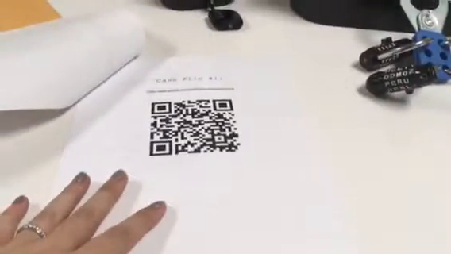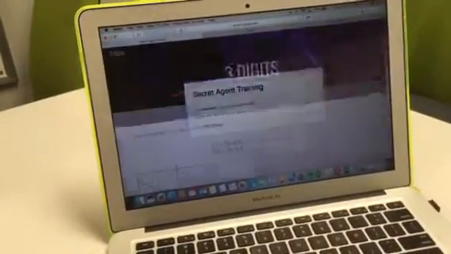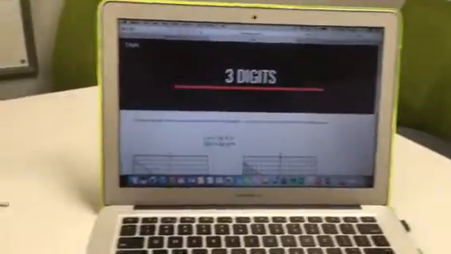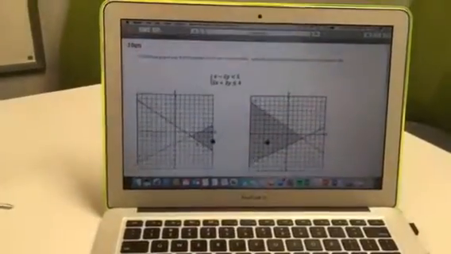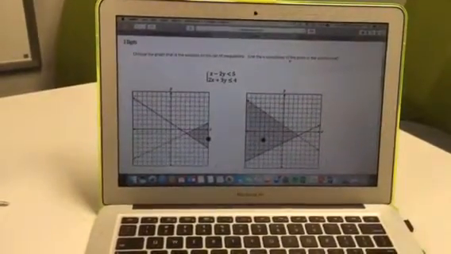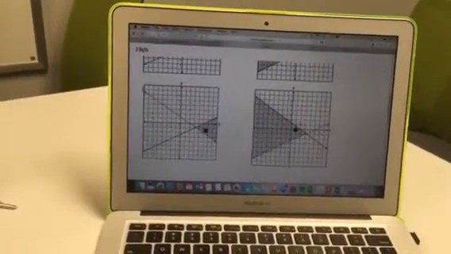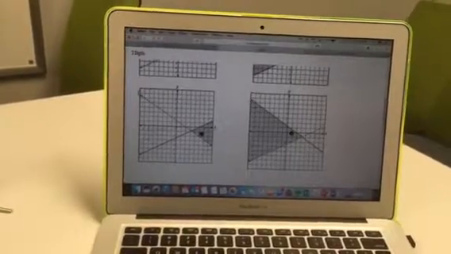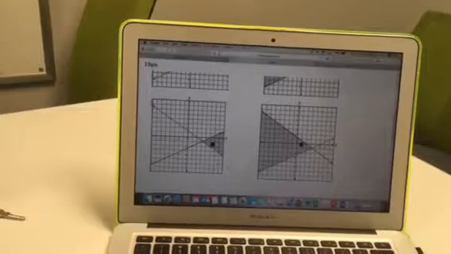Then they have case file number 1. When they scan case file number 1, it's going to take them to this Google site, which has 3 questions. When they solve each one, here it says use the X coordinate of the point in the solution set. So when they solve it, this one right here is the answer. The X coordinate is a 1. So the first digit of the 3-digit lock combination will be a 1.